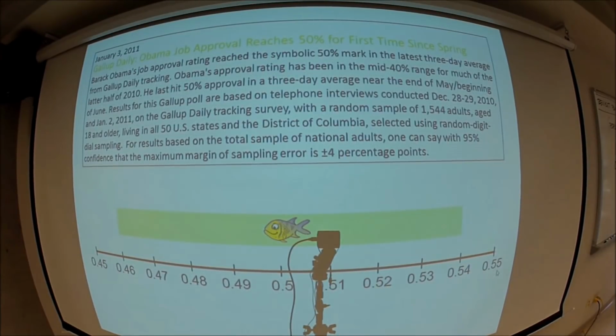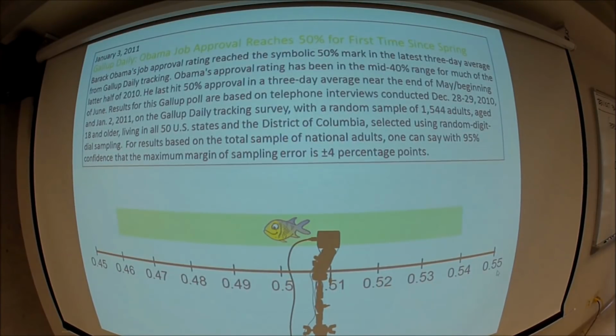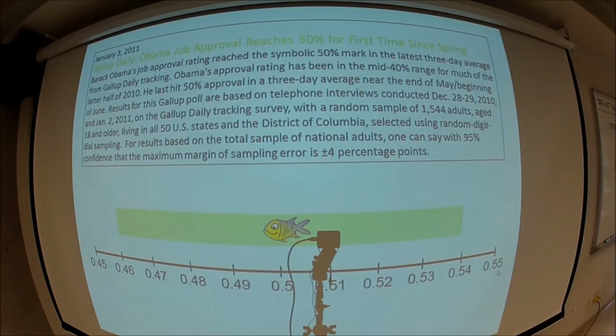So this helps some students think of it as a fish going back and forth. The fish is the parameter. The fish is Obama's approval rating in the population. The fish can go back and forth. Fair enough? Good enough? Fair enough.